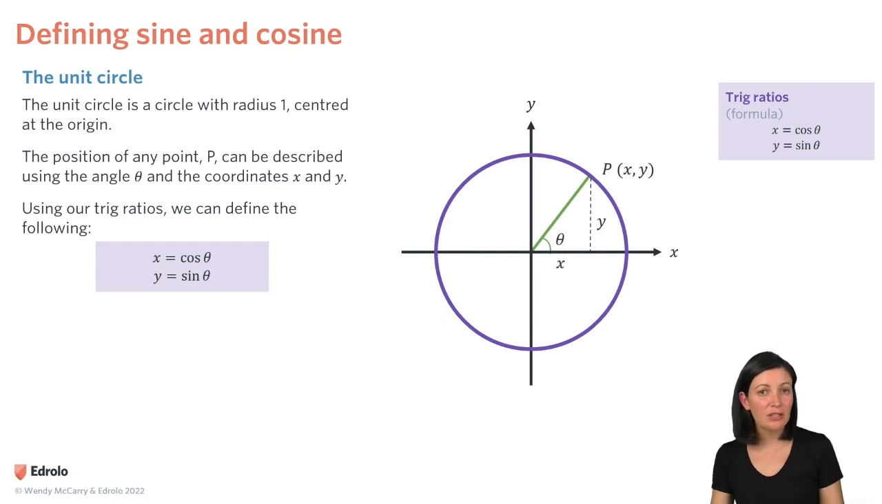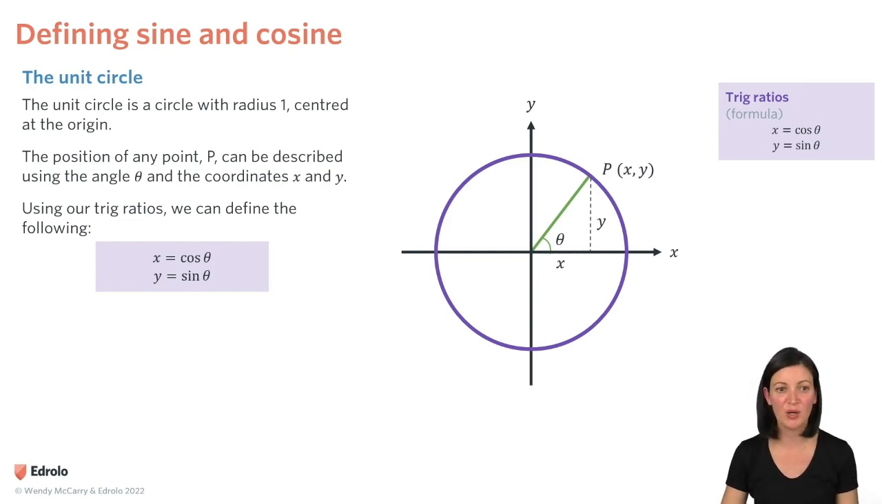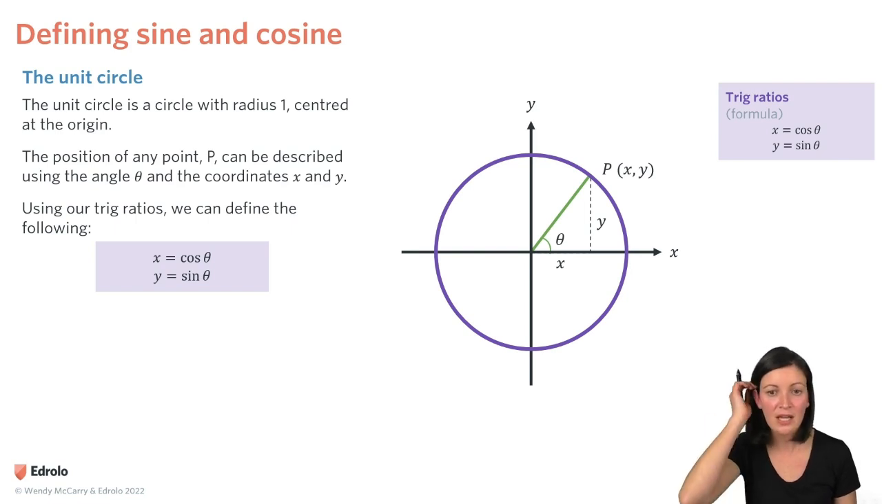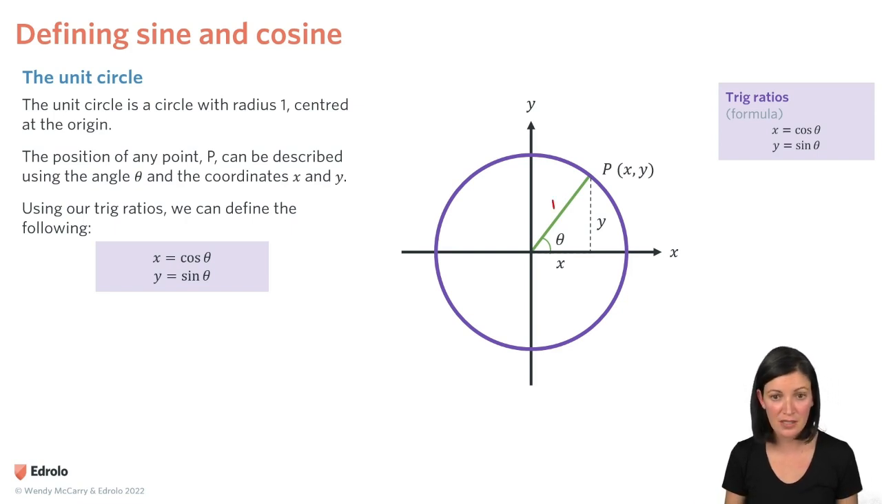So next we're going to have a look at how we can use the unit circle to define sine and cosine. Remember the unit circle is just a circle with a radius 1 centered at the origin. Now, if I pick any arbitrary point P on this circle, it's going to have coordinates x, y. I'm just going to look in that first quadrant for now, so x and y are positive. Now that's my radius, right? My radius there is 1, because it's a unit circle.